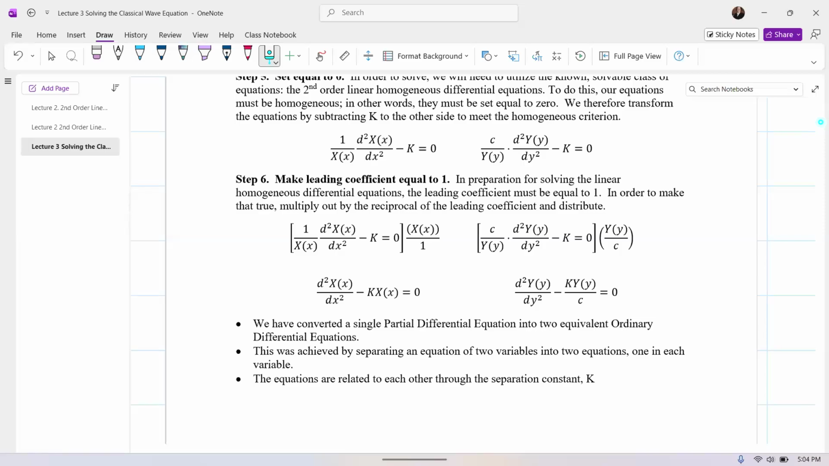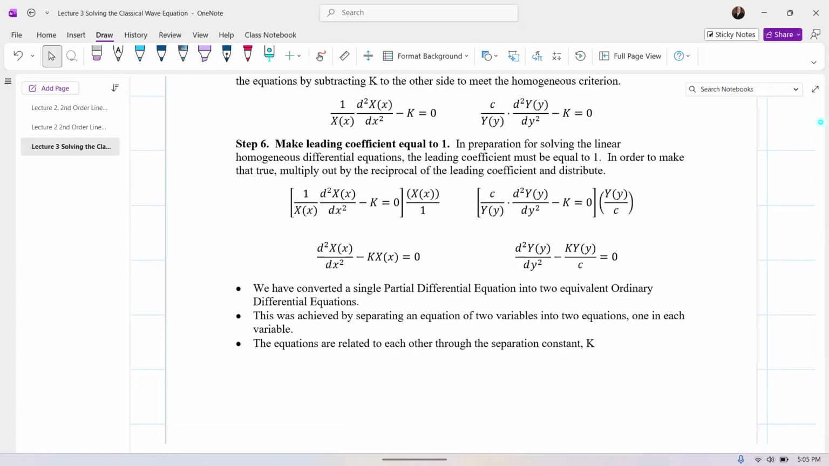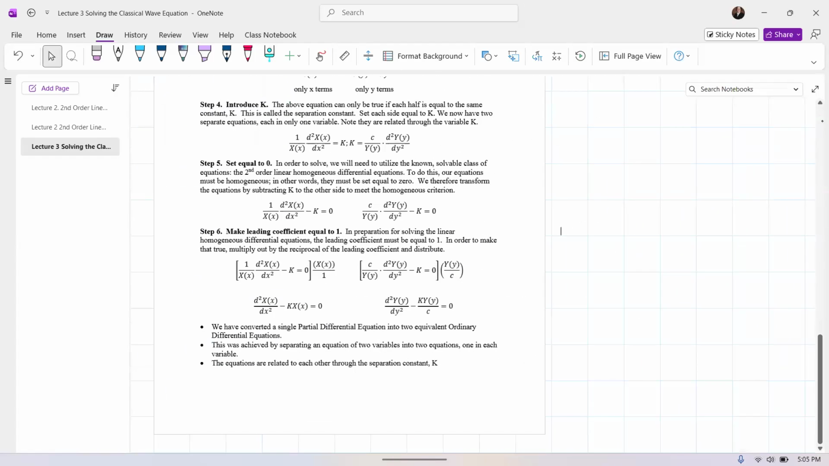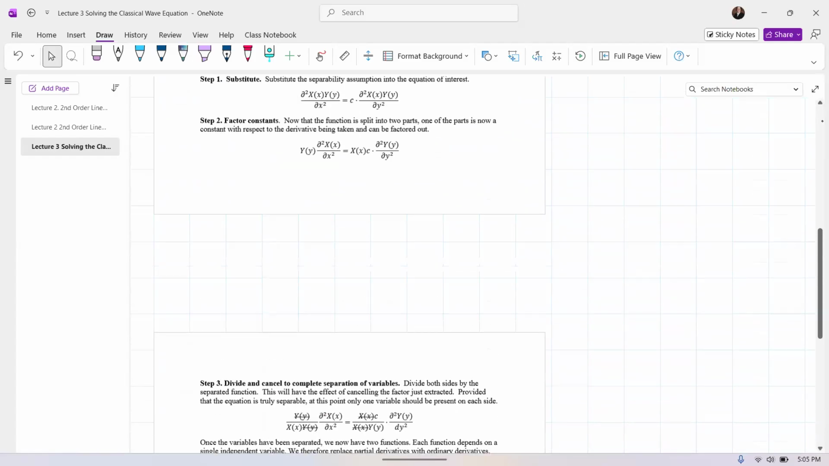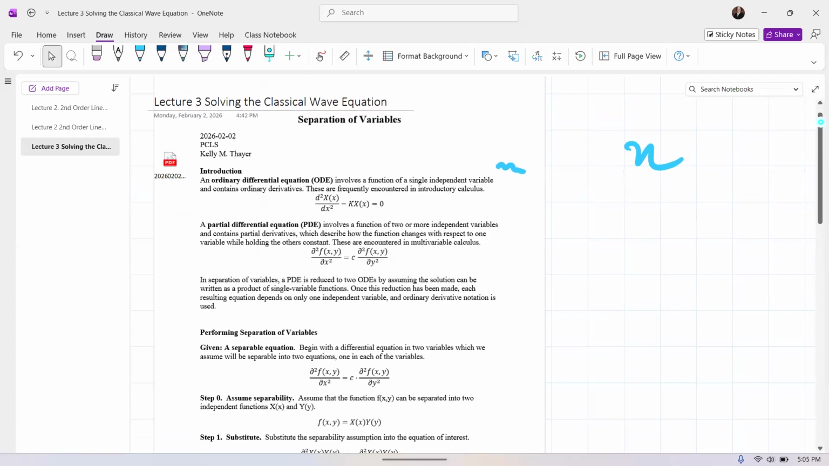Now, congratulations, we have now separated the variables. So let's just take a look at what we have accomplished. We have converted a single partial differential equation, remember, we had the equation up at the top, into two equivalent ordinary differential equations. So let's just review for a second and see what we had written about that up here, right? So here was our original equation. We had a partial differential equation in 2 variables.